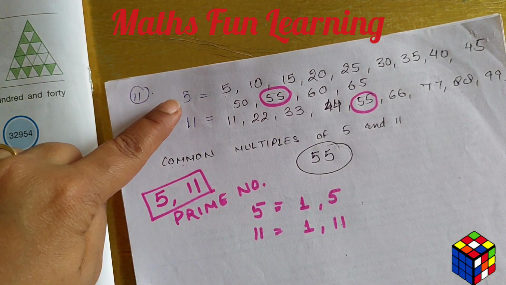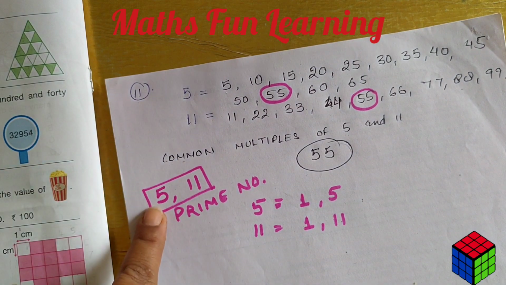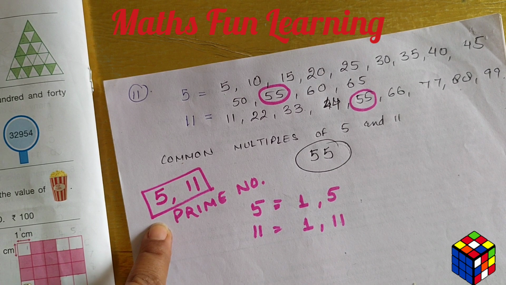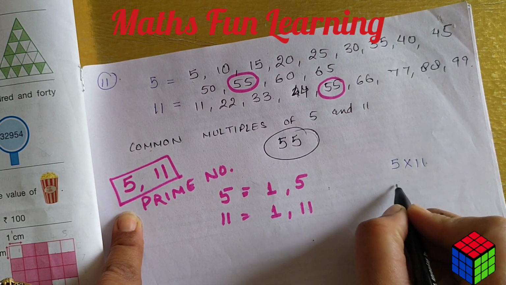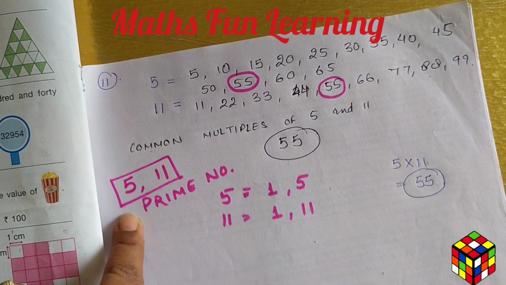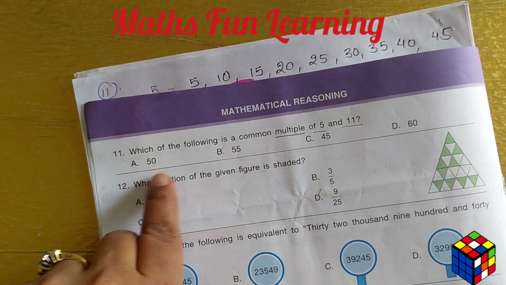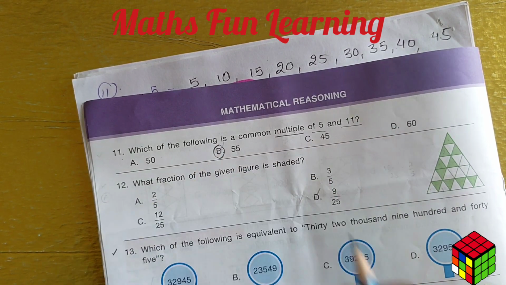So whenever you have to find the common multiple of any two numbers which are prime numbers, what is the easiest way to solve it? Just multiply those two prime numbers together and you will get your common multiple. So it is 55. Let's see which is the correct option. You can see here, option B is your correct option.